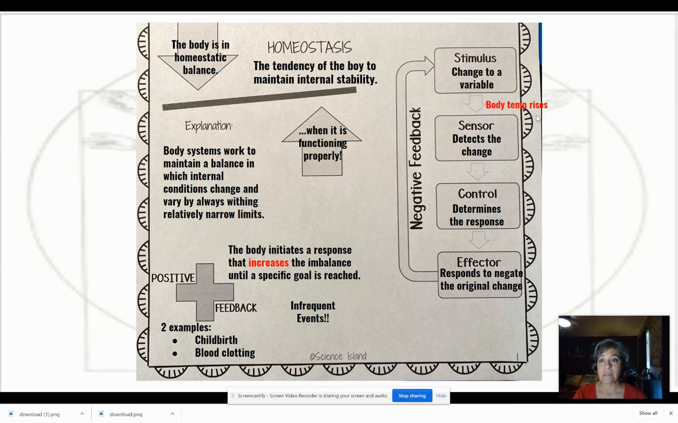All right, so the stimulus is what the change is. So the body temperature rises. So body temperature is the stimulus. So your body has a sensor that will detect that change. You specifically will have nerve cells in your skin, and there's also nerves in your brain that can detect that change as well.